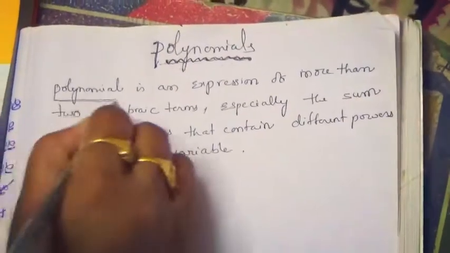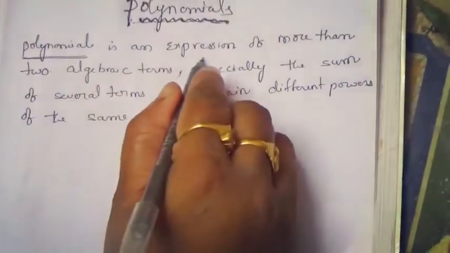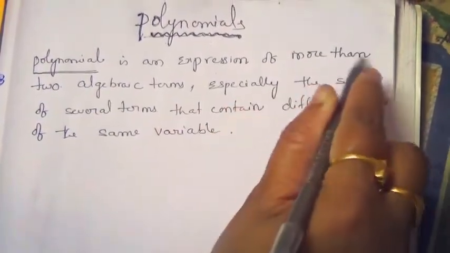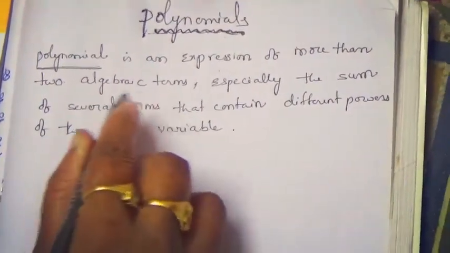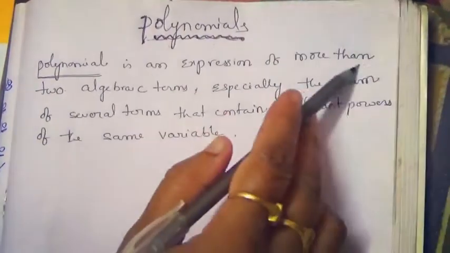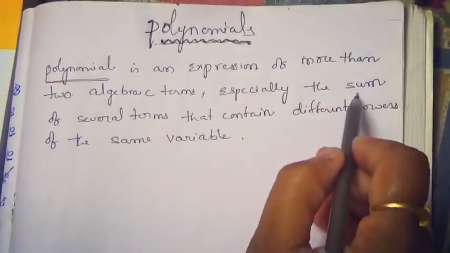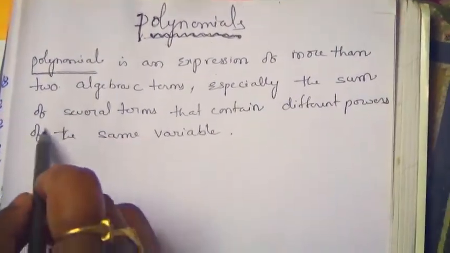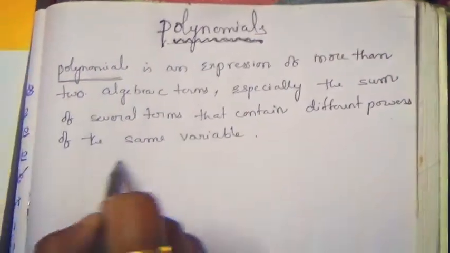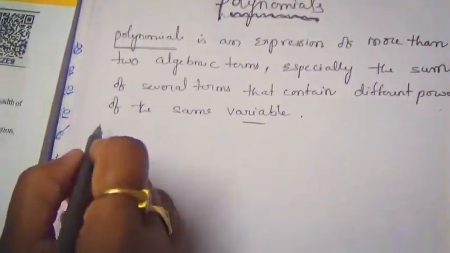Here, poly means many. So a polynomial is nothing but an expression of more than two algebraic terms. What do you mean by algebraic terms? I'll explain. More than two algebraic terms, especially the sum of several terms. Sum means addition. The sum of several terms that contain different powers of the same variable. What do you mean by variable?